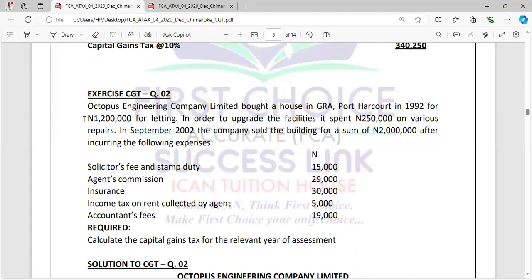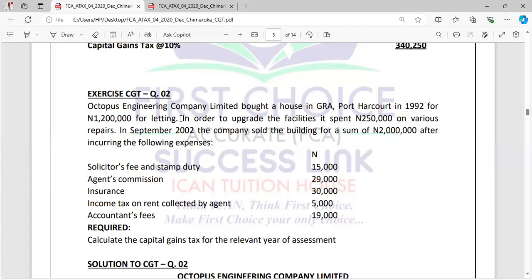Octopus Engineering Company Limited bought a house in GRA Port Harcourt in 1992 for 1,200,000. Now this is the original cost of assets. We'll remember that. Now he bought it for letting. That means he bought it for commercial purposes.